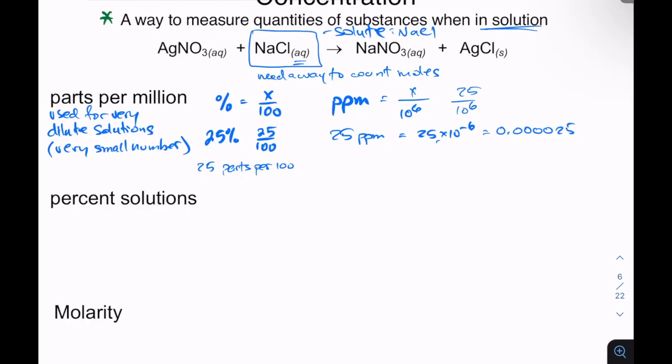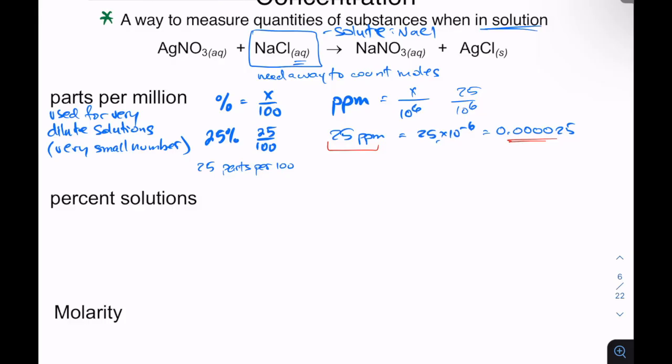That would be this, right? 1, 2, 3, 4. See, I have to go back and check and count. So that's why it's more convenient to express this number as 25 parts per million instead of trying to manage all these zeros, or put it in scientific notation for that matter.